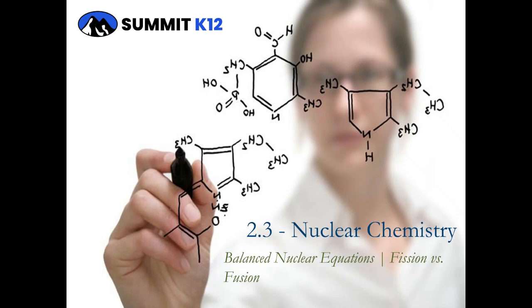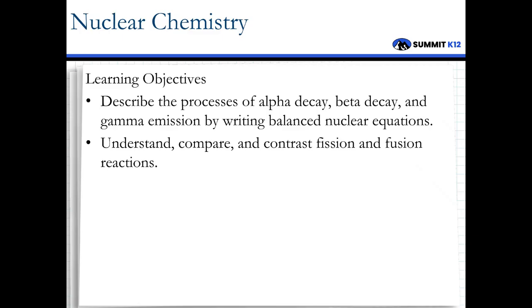Alright, so today we are going to cover nuclear chemistry. We're going to learn about describing the process of alpha decay, beta decay, and gamma emissions, and we're going to learn how to write balanced nuclear equations. In our next lesson, we will understand, compare, and contrast fission and fusion reactions. But for right now, we're just going to cover the first bullet point.